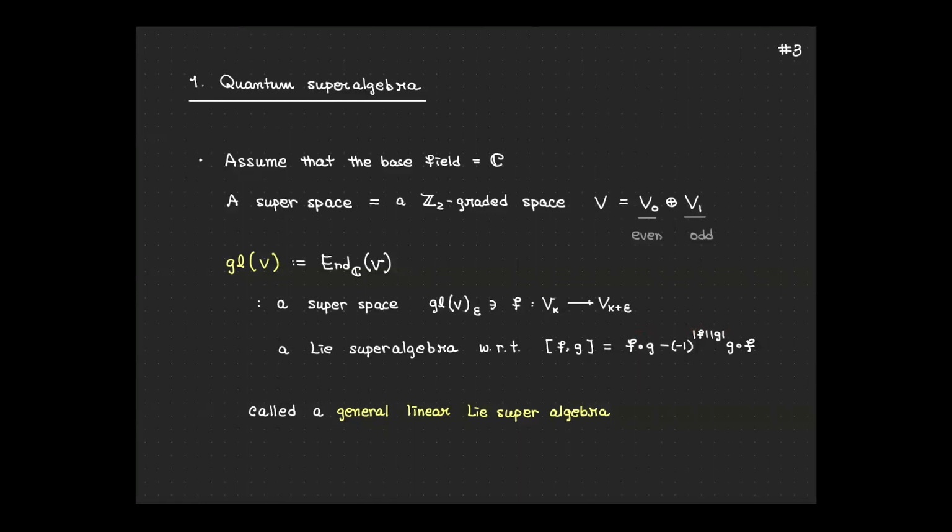Of course, I didn't give a definition of Lie superalgebra, but okay, it has a super skew symmetry and also it satisfies the so-called super Jacobi identity. But we don't use that definition, so I will skip the definition here.